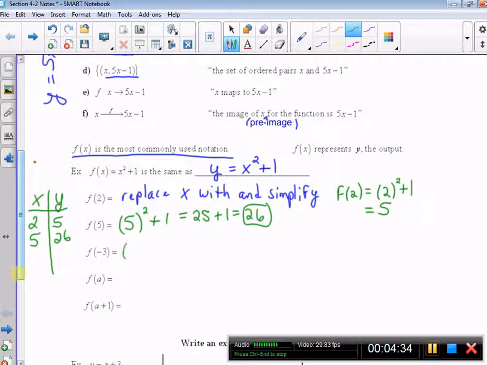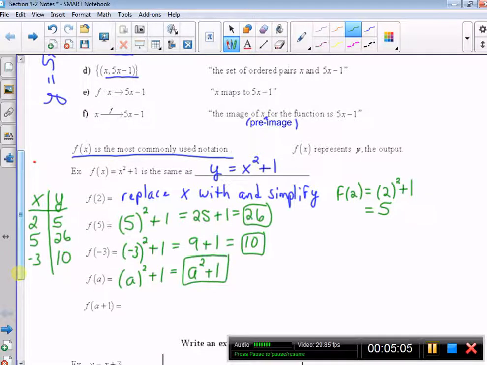F of negative 3: negative 3 squared plus 1. 9 plus 1, 10. So when x is negative 3, the pre-image is negative 3. The image of that, the y coordinate, is 10. Another way to ask that is f of a. F of a would be a squared plus 1. And that cannot be simplified, so that is the answer.